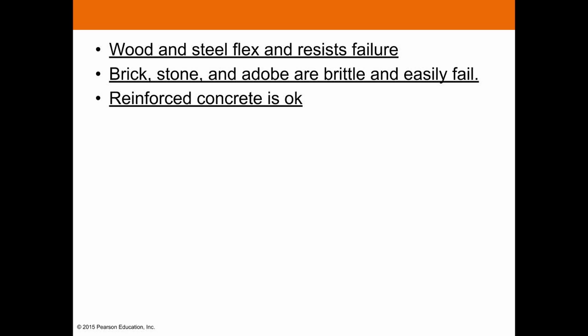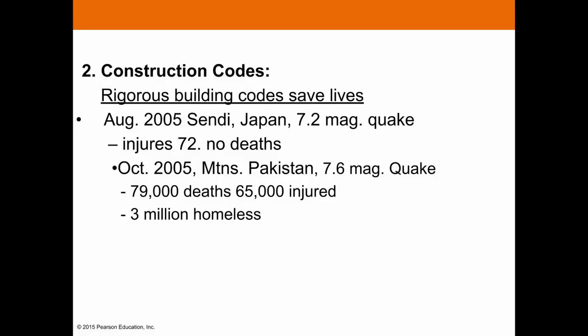Brick, stone, and adobe, by comparison, are very brittle and will crumble and easily fall. So, if you have a building that's mostly built out of brick, it's not very likely to bend and wiggle with the shaking of the earth. It's instead more likely to fall over. Again, the brick and mortar building in that last picture collapsed. The steel frame did not. Reinforced concrete, of course, would be a combination of these 2 ideas, so it fits someplace in the middle of that. We could also talk construction codes, building codes.